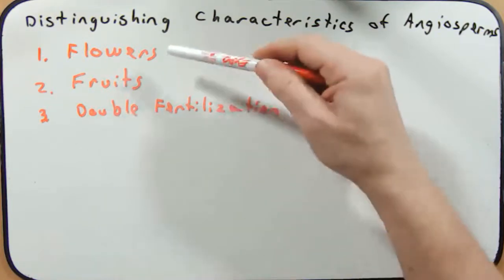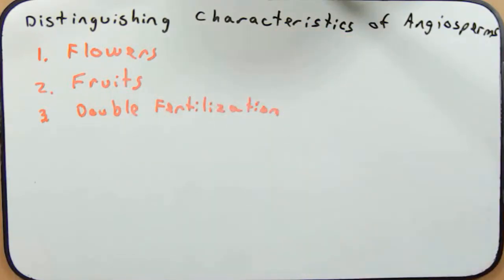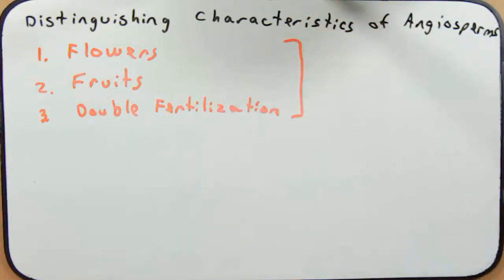And in the next objective, we're going to talk about why flowers and fruits and double fertilization offered an adaptive evolutionary advantage. But let's think about these characteristics now as it relates to angiosperms and go back to the question that we always ask when we start talking about a new group of plants, and that is, are angiosperms monophyletic, paraphyletic, or polyphyletic? So let's go and look at a phylogenetic tree.